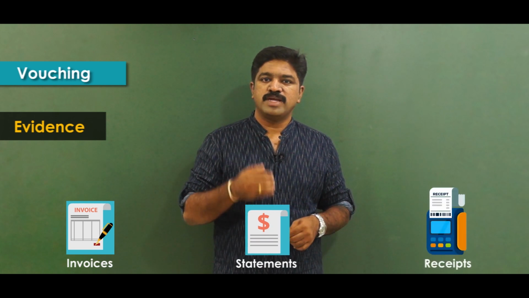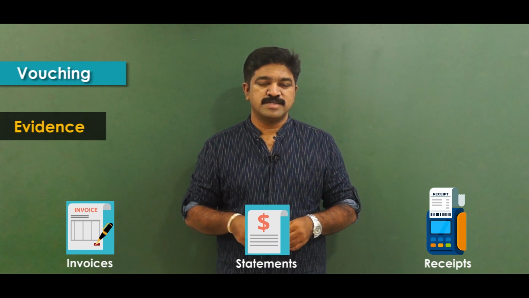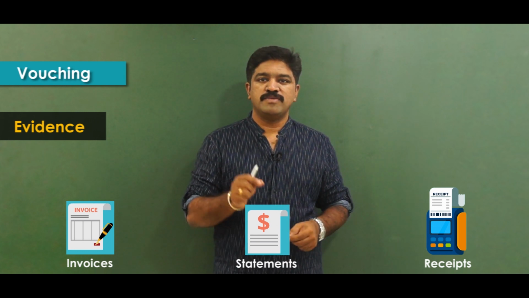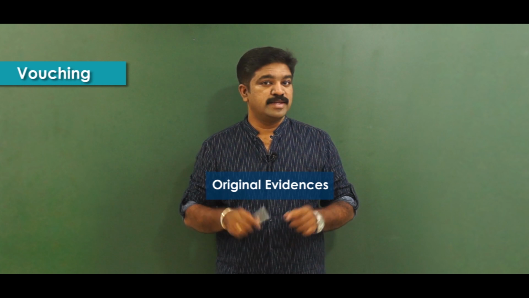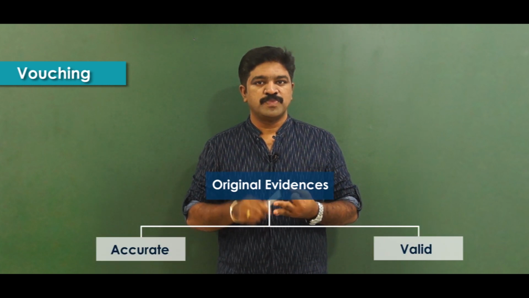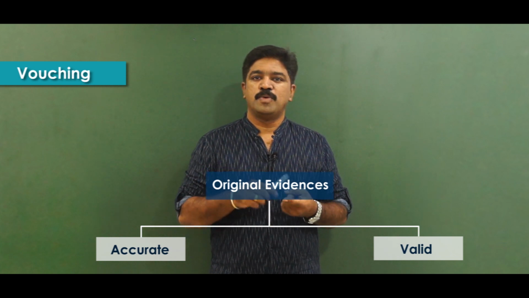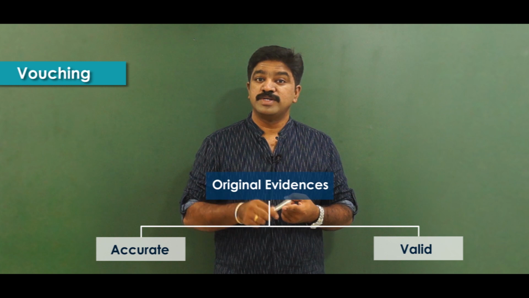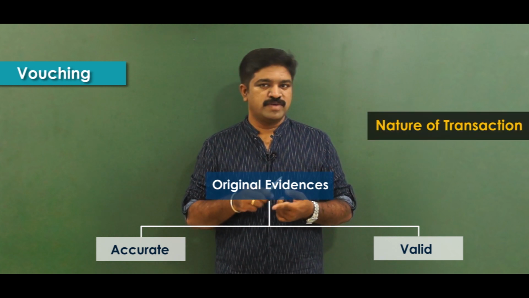Okay. So for each and every transaction, there should be supporting evidences, and as an auditor, you have to ensure that for each and every transaction, original evidences are available and they should be real, accurate, and valid in nature. It is only from these evidences transactions are posted in the books of accounts. So it is these evidences which actually reveals the nature of transaction.